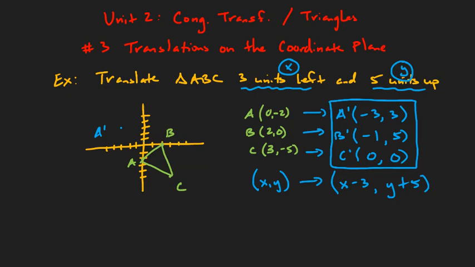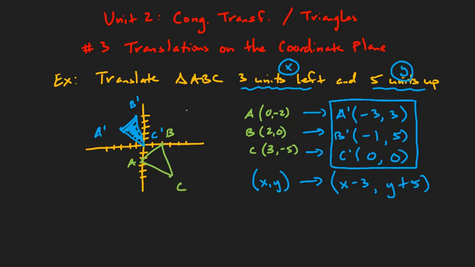If I take B and go 3 to the left and 5 up, I get B prime right there at (-1, 5), which is what it told me here. If I take C and move 3 left, 1, 2, 3, so I'm on the y-axis, and go up 5, 1, 2, 3, 4, 5, I land at the origin, and that is C prime. If I connect those dots, I always like to shade in the final one. You don't have to, but I like to.